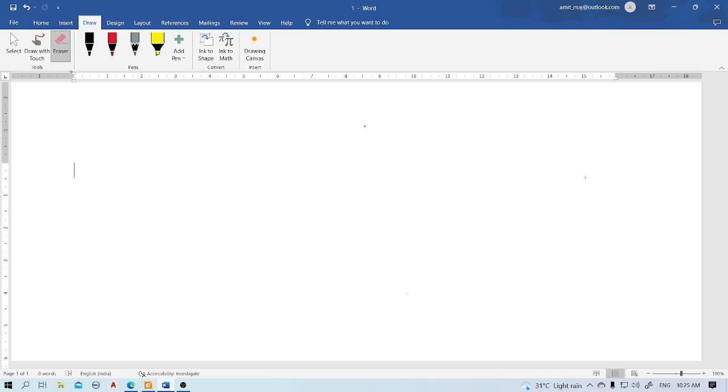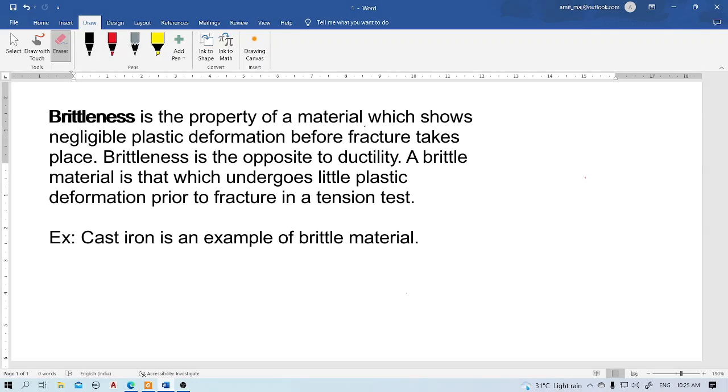Okay, so next property is brittleness. It is the property of a material which shows negligible plastic deformation before fracture takes place. It is just opposite to the ductility. Okay, let us understand this by using a stress strain diagram of a brittle material.